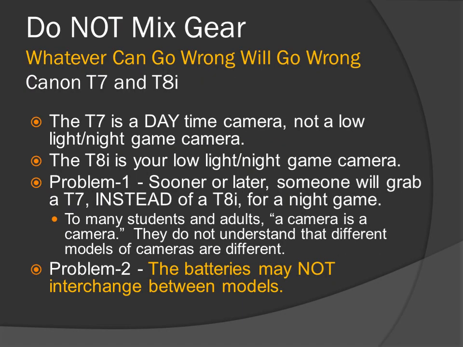Different models of cameras, such as the Canon T7 and T8i. The T7 is a daytime camera, not a low-light night camera. The T8i is your low-light night game camera. Problem 1. Sooner or later, someone will grab a T7 instead of a T8i for a night game. The reason is, to many students and adults, a camera is a camera. They do not understand that different models of cameras are different. Problem 2. Batteries may not interchange between models. And more on that one next.